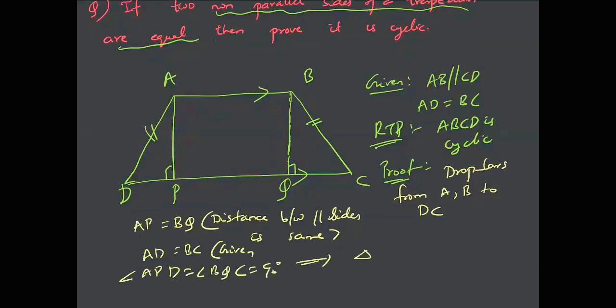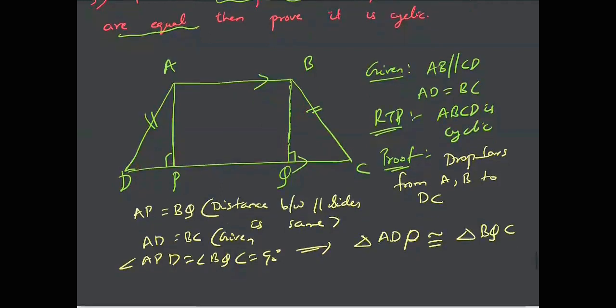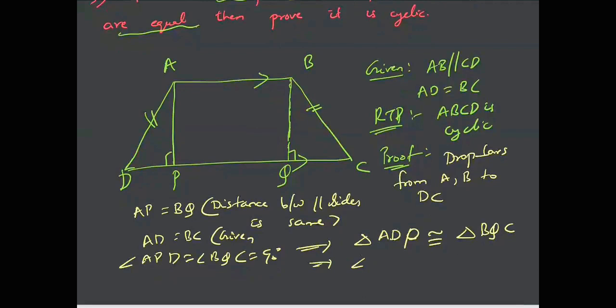So I can say that triangle ADP is congruent to triangle BQC, right? That is, these two triangles are both congruent. So if these two triangles are congruent, then these two angles must be equal. So this implies angle D, or let me be more specific, angle ADC is equal to angle BCD. Fine.